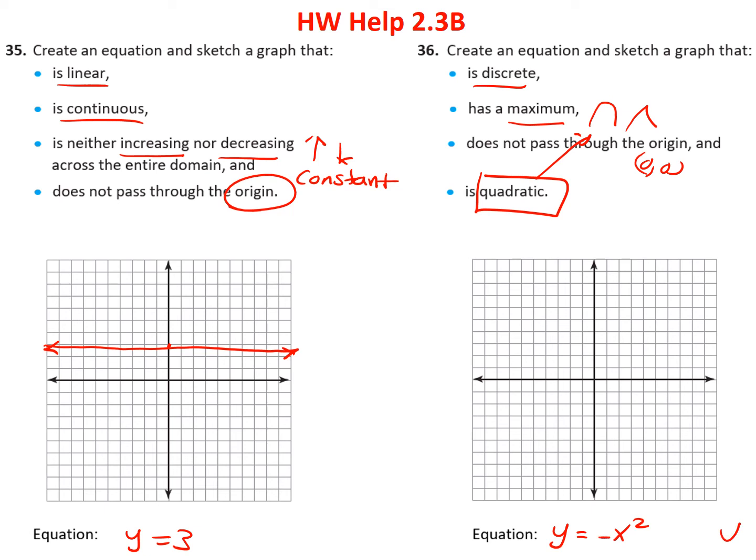Normally x squared would go through the origin, so I can't leave it there because (0, 0) would be on it, so I'm just going to add 3 to it. Again, you don't have to write the equation, you just have to know. So mine's going to start up here at 3, and then it's going to go down like this. And that's a quadratic with a maximum. Notice there's a high point there, and it doesn't go through the origin.